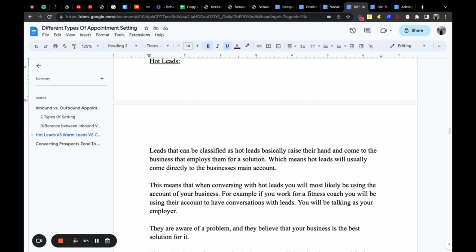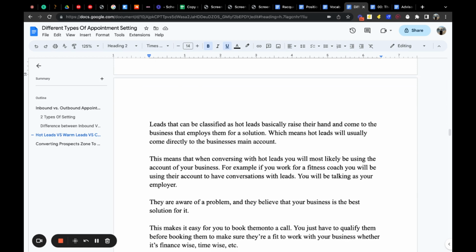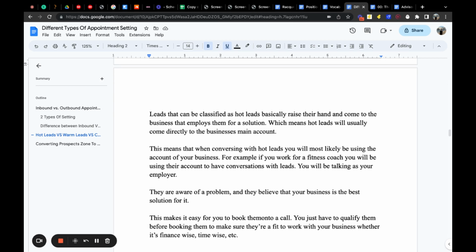This means that when conversing with hot leads, you will most likely be using the account of your business, because you're not really going to get cold leads with the main account of your business. Let's say you're working for a fitness coach. Their main account is going to have 30, 40,000, 50,000 followers, and they're getting all of these inbounds. So they get a lot of warm leads, and then they get a lot of hot leads. So you'll be working on their account to actually converse with these hot leads.